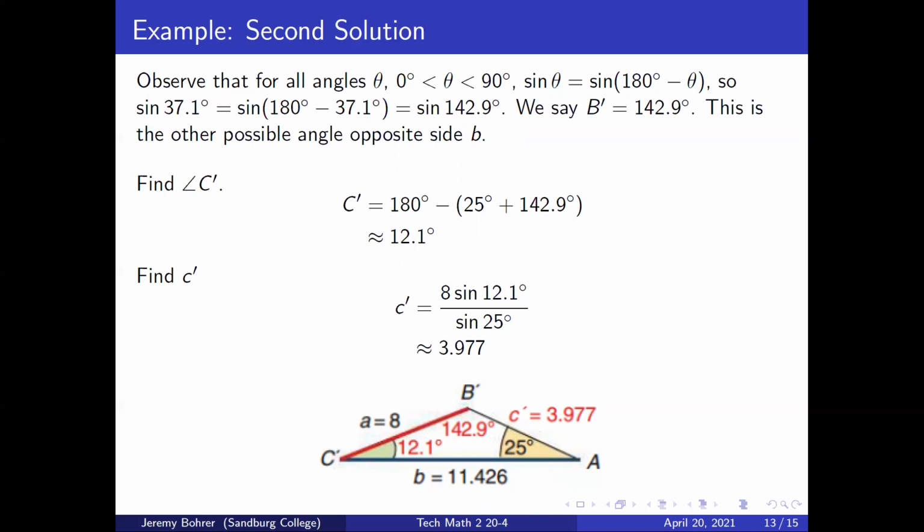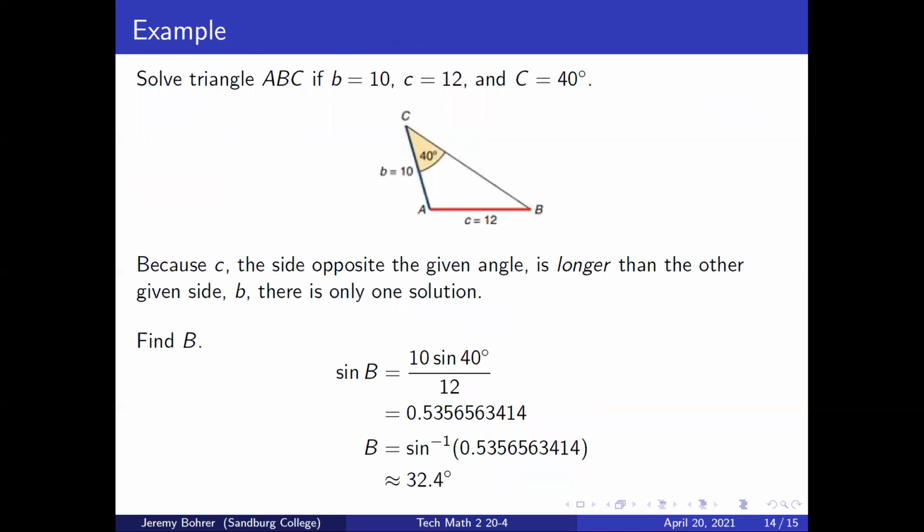So to find angle C, C prime is 180 minus the sum of 25 and 142.9, which is 12.1 degrees. So finding C prime, the side, c prime equals 8 sine 12.1 over sine 25, which is about 3.977. And here is that completed triangle.